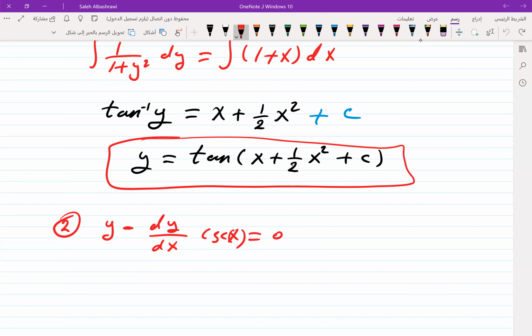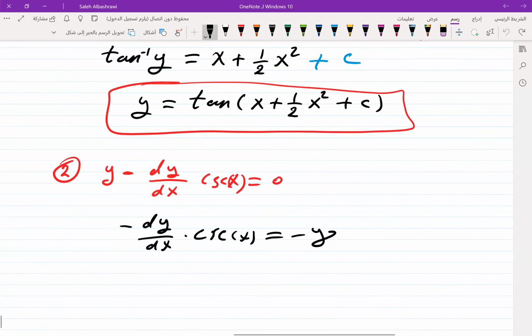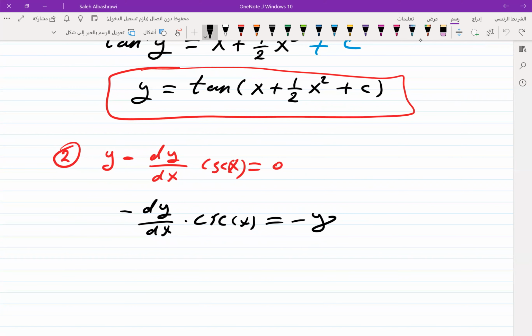So let's try to separate the variables x from y. Separating the variables, I will have minus dy by dx multiplied by cosecant of x equal to minus y. Or it is dy multiplied by cosecant of x equal to y multiplied by dx. This minus with this minus will cancel, and we multiplied by dx, it will go to the right hand side. I will have y multiplied by dx.